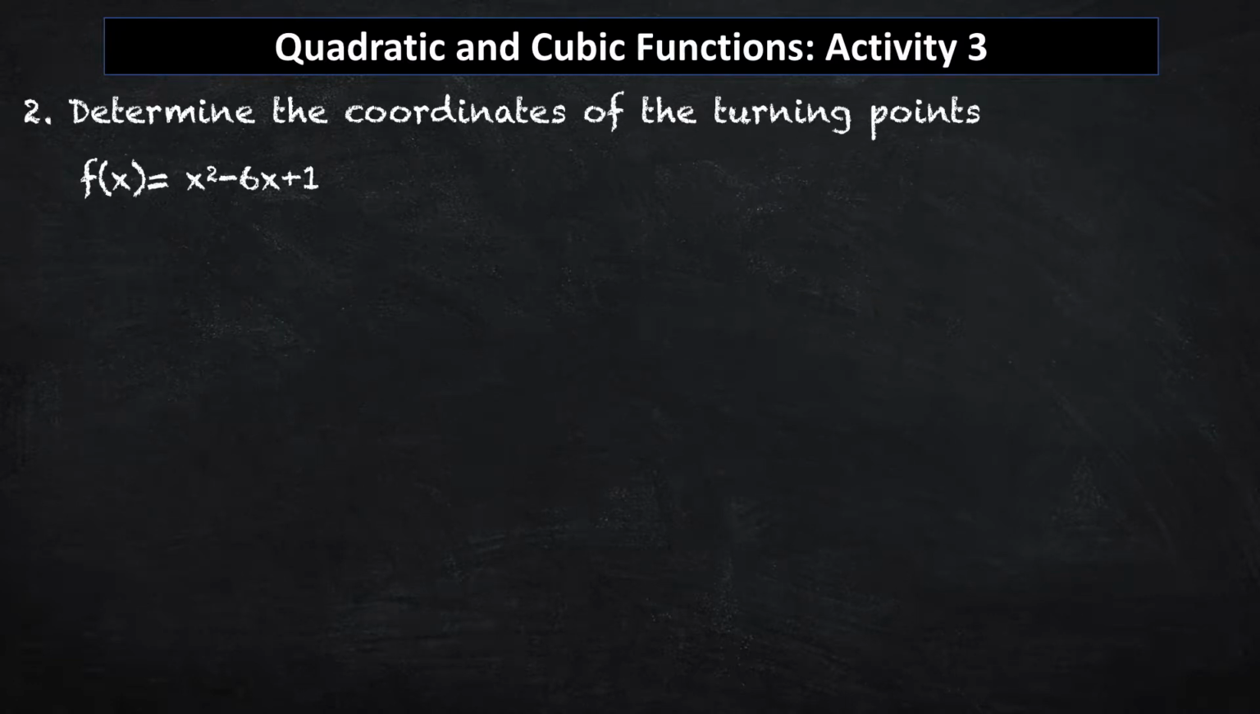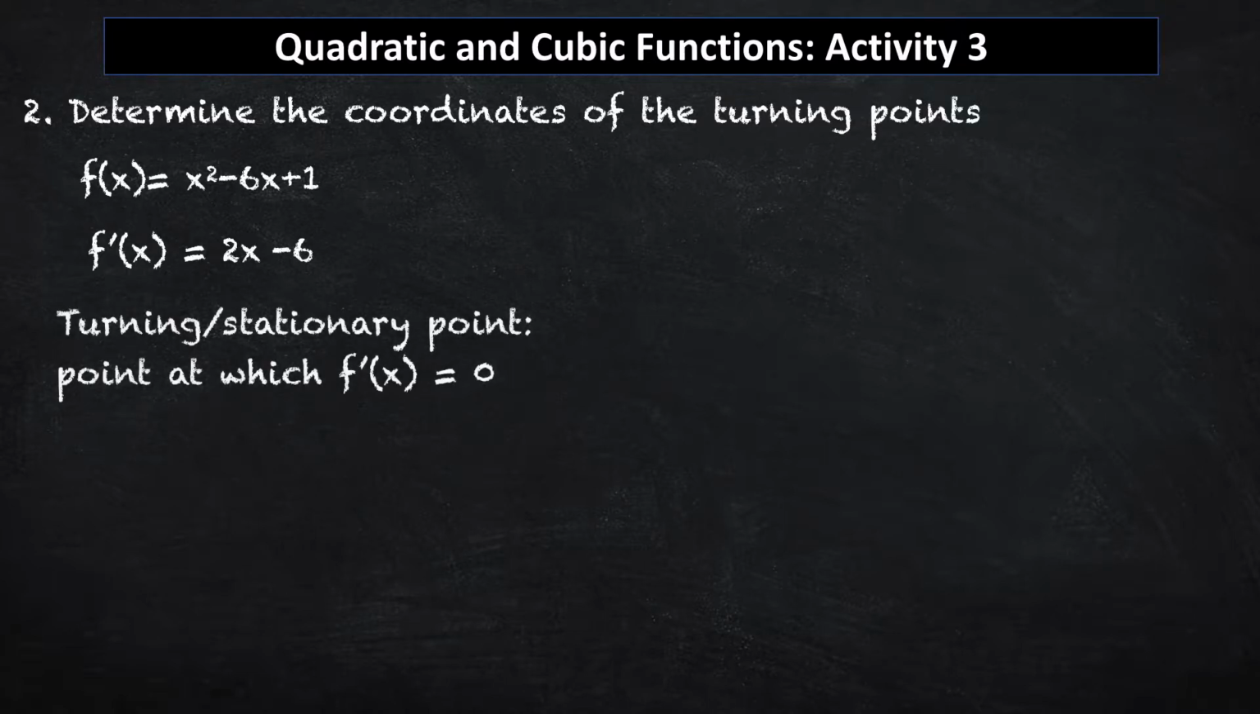As a second point, we have to determine the coordinates of the turning points. We have our function, we have the first derivative, and we recall that the turning or stationary points are the points at which the first derivative is equal to 0. So what we do is that we take the first derivative and we put it equal to 0. So 2x minus 6 equals 0 is a first order equation, which becomes x equal to 3.